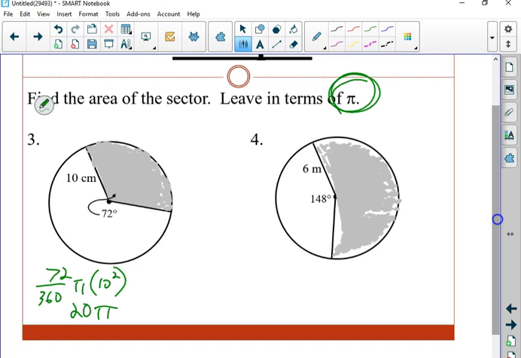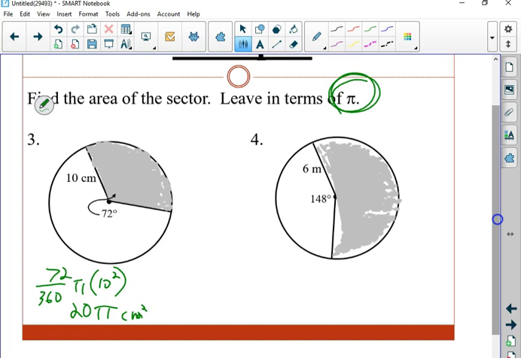72 divided by 360 is 0.2. 0.2 times 100 is 20. So we get 20 pi. And that's it. Okay? That's all we do. Of course, that would be centimeters squared.